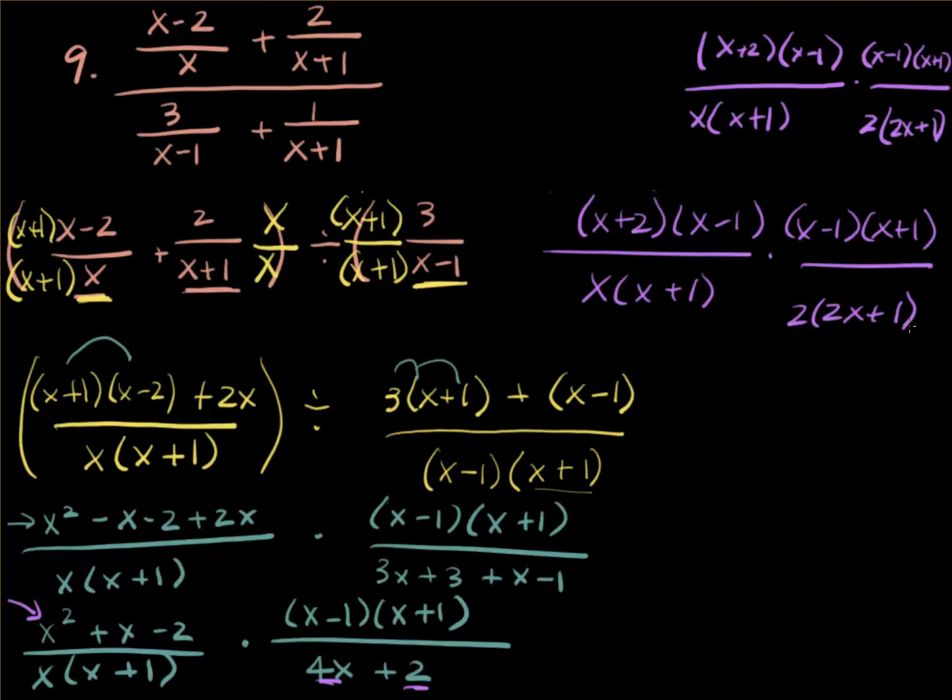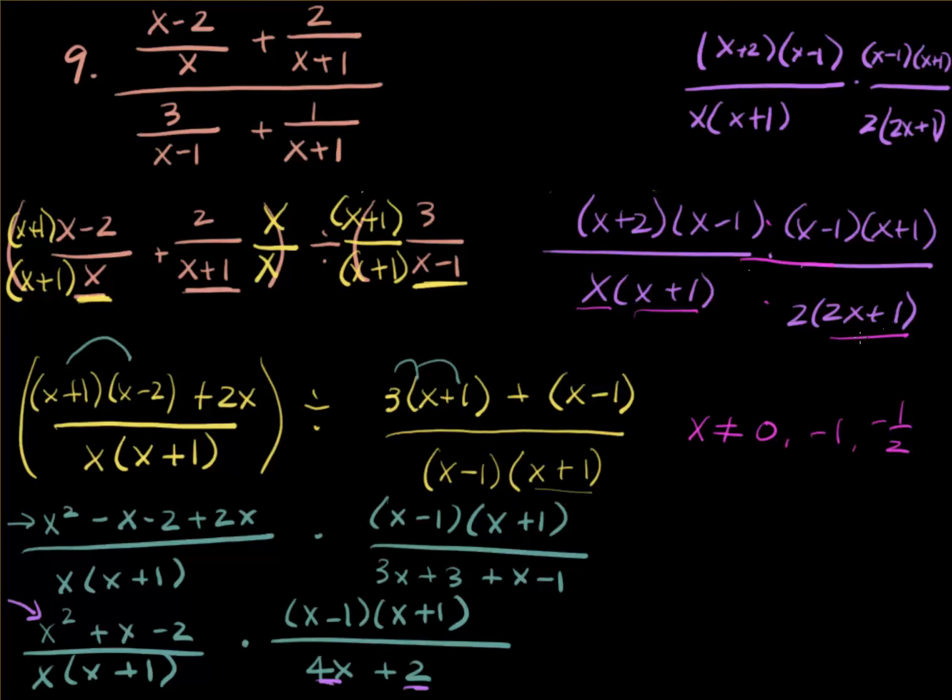Okay, now let's go ahead and simplify. Okay, before I do that, let's go ahead and make it into one long fraction, multiplication. Let's go ahead and set the restriction. x cannot be 0, -1, and -1/2. Let's go ahead and start simplifying.